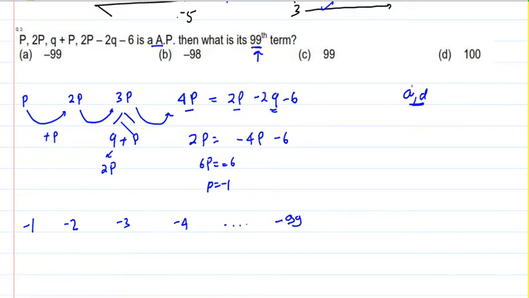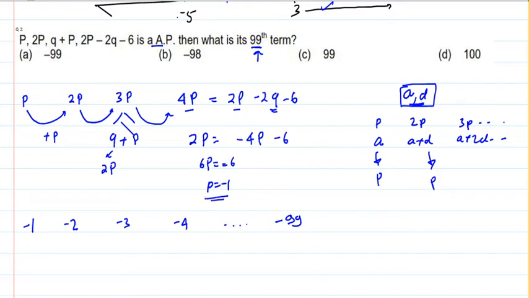All I did in this problem was apply the general term of an AP: A, A plus D, A plus 2D, and so on. I found out A is P and the common difference is also P. So my AP becomes P, 2P, 3P, and so on. I found out P to be minus 1. So I get the answer as minus 99 as the 99th term. That is answer option A, the first answer option.